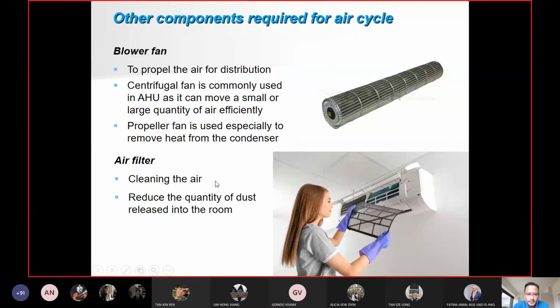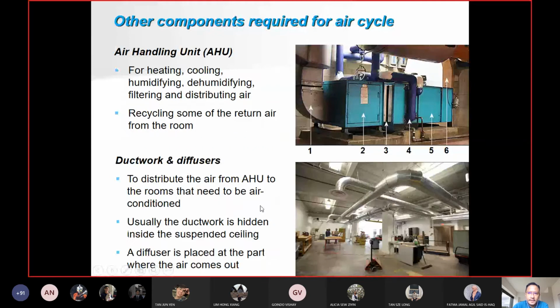Other components required for the air cycle, like I mentioned, this is for larger systems. For a centralized system, you need an air handling unit. So you need a room to place this AHU. Of course, the name of the room is labeled AHU, air handling unit. But what's inside the AHU room is something like this.